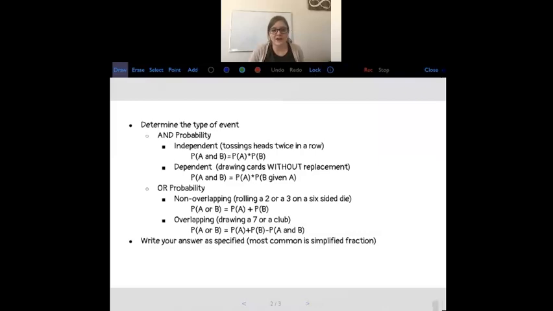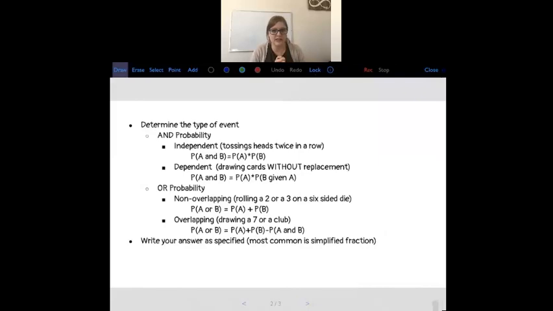Or you can have overlapping events. So let's say you want to draw a 7 or a club. The reason this is overlapping is there is a 7 of clubs in the deck. So the 7 and club do overlap. So that probability is given by probability of A or B is equal to probability of A plus the probability of B minus the probability of both of those.